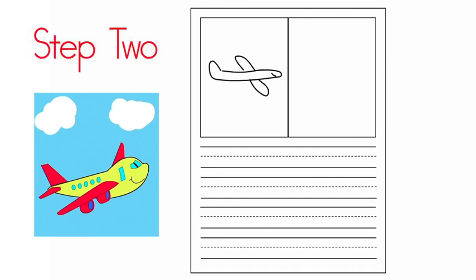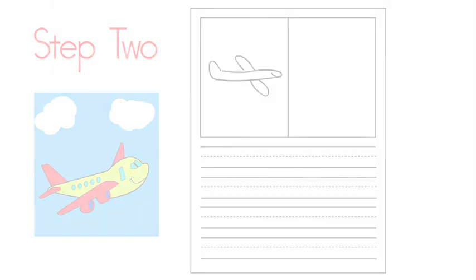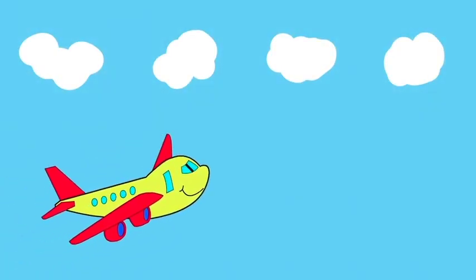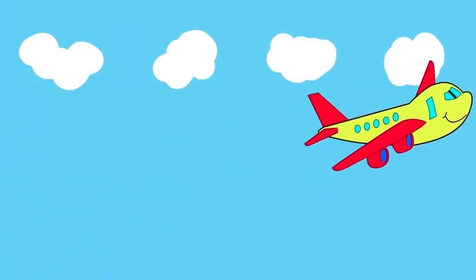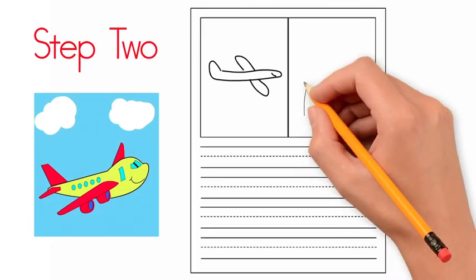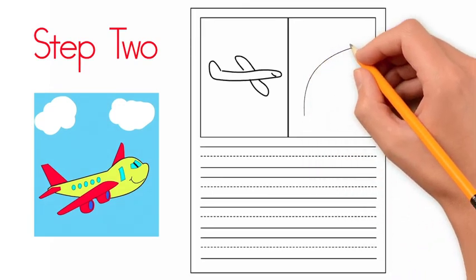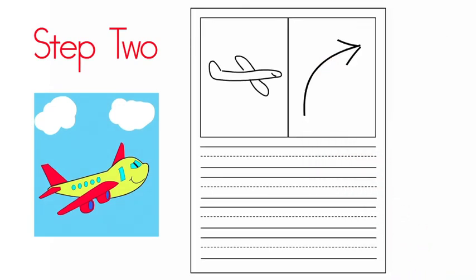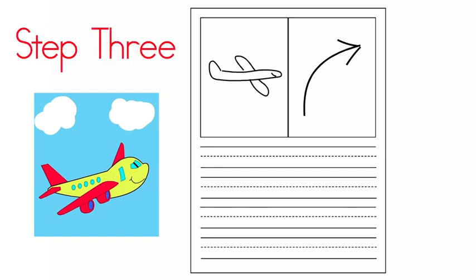Step 2. Go back to the idea picture and ask, what about the plane? What was the plane doing? Let's draw an arrow to show the plane flew. That was easy!